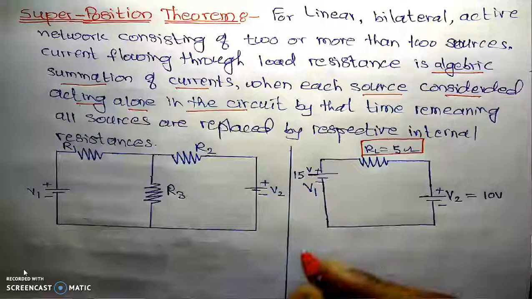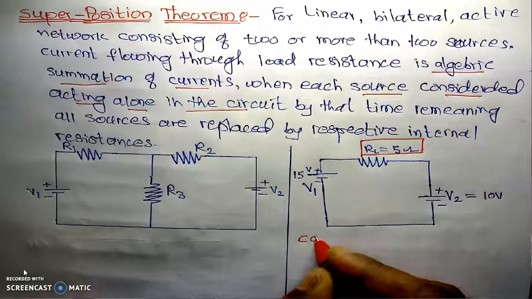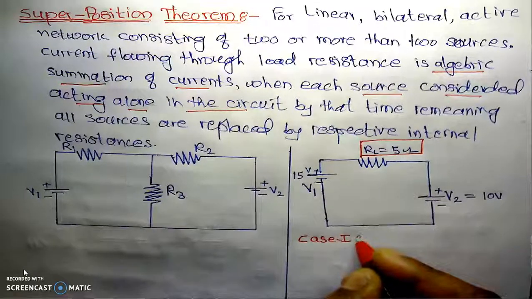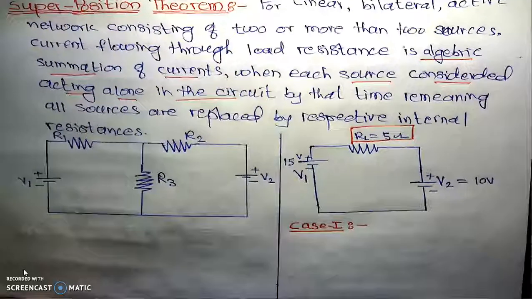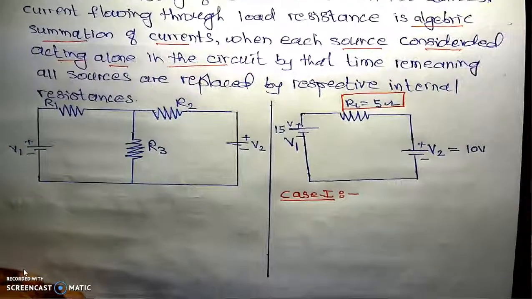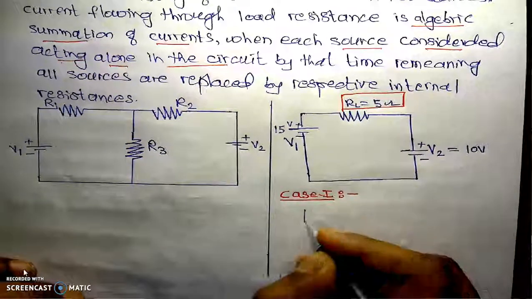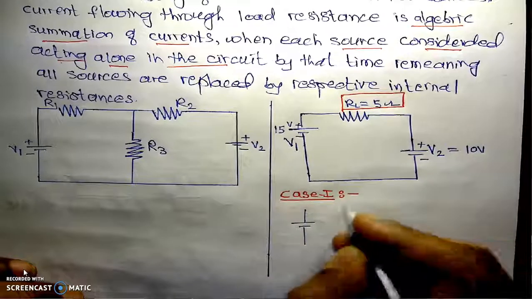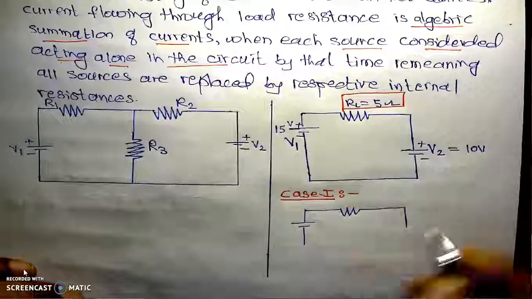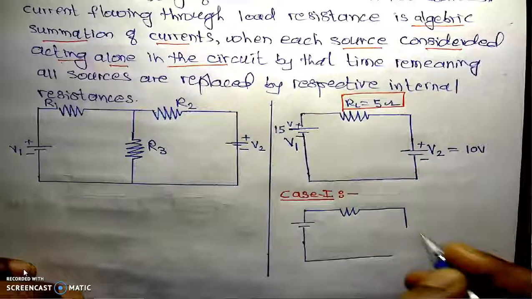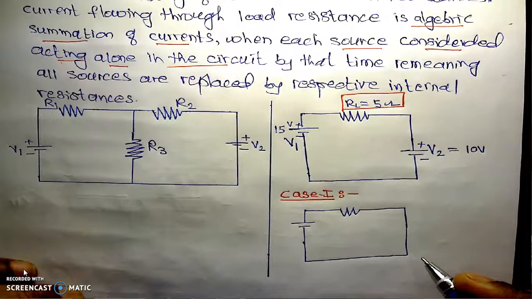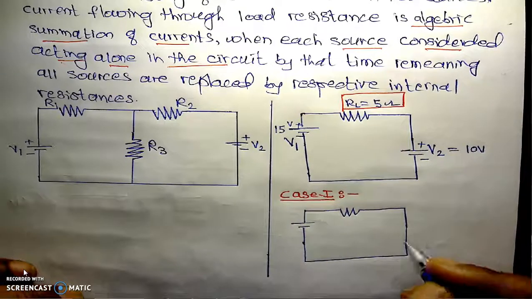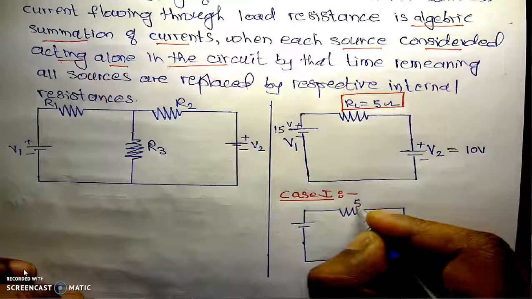Now in this case I will consider the first case, that is case 1. In the first case we will consider the 15 volt source. By that time we will remove or replace the second source, which is the 10 volt source, by its internal resistance to apply the superposition principle. If we are considering the first source and replacing the second source by its internal resistance, the internal resistance of an ideal voltage source is 0 ohm. That's why it is replaced by 0 ohm, which is nothing but a short circuit.